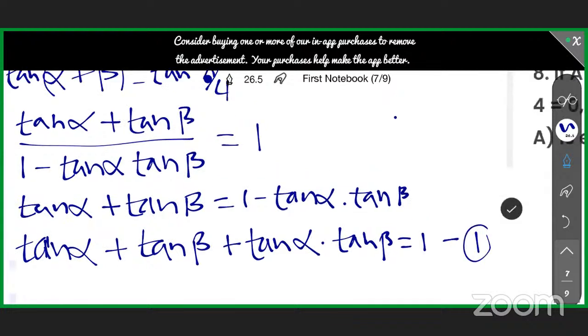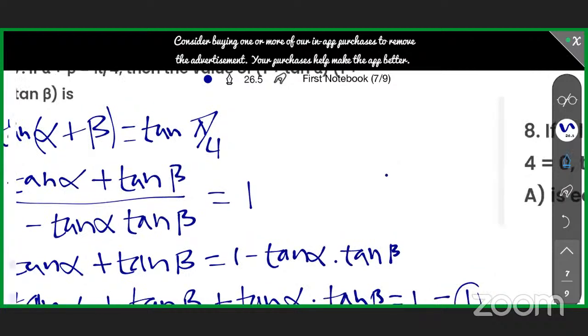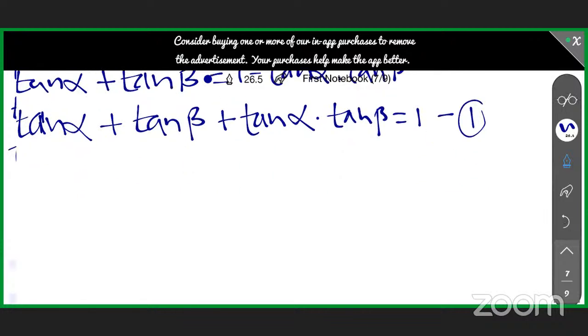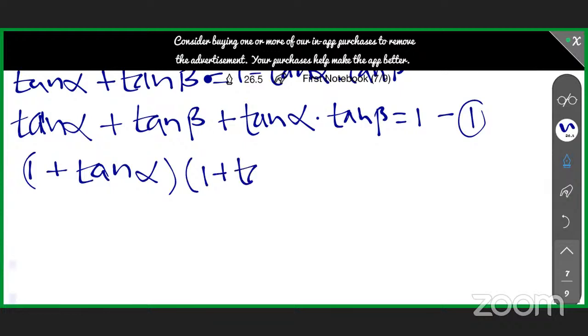Now there is something we have to find out. What do you have to find out? You have to find out the value of (1 plus tan alpha) into (1 plus tan beta). So what do you have to find out? We have to find out (1 plus tan alpha) into (1 plus tan beta). So what will I do?